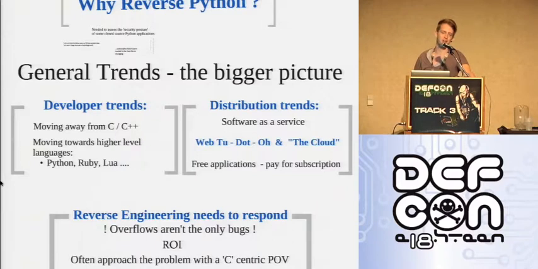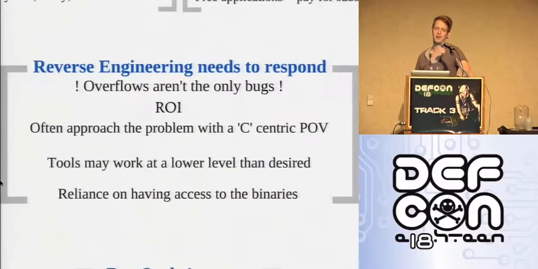There's also a change in distribution. Five or six years ago, you would always download an application. Now it's all Web 2.0, the cloud. Everything's got something to do with the cloud, but nobody knows exactly what the cloud is. It's got something to do with the network, the internet. So everything now is software as a service. What this means for reverse engineering, obviously, is maybe you don't actually have access to the files you're trying to reverse because you're dealing with them on a remote server.